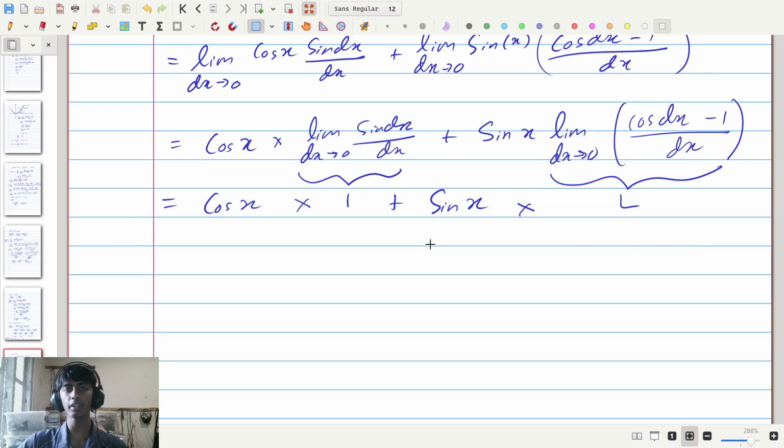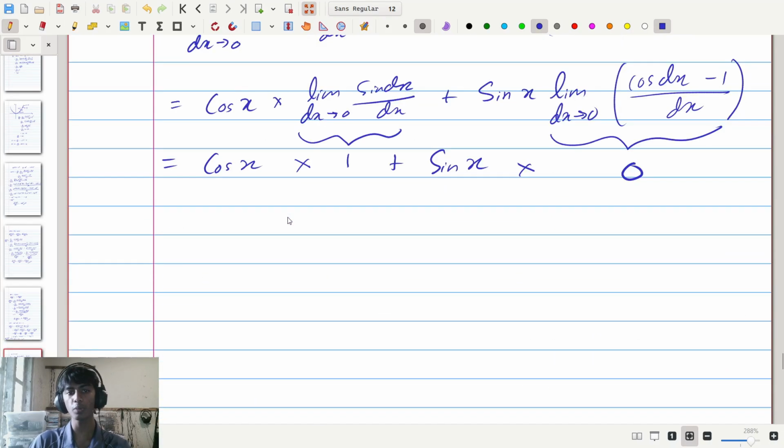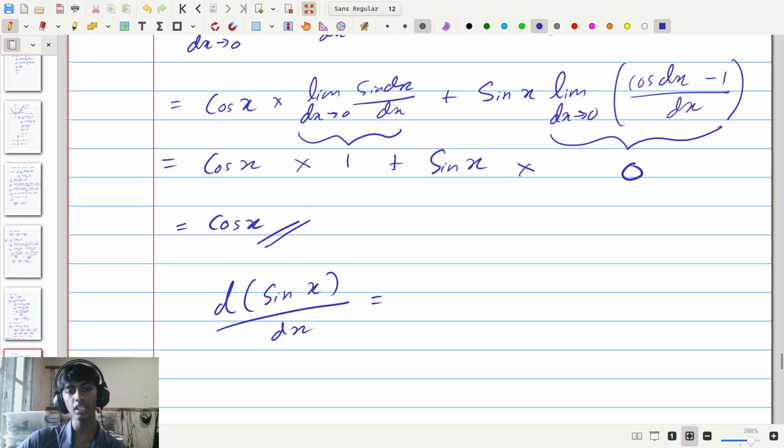So then substituting that in, instead of L here we can substitute directly 0 now that we've proven it. So therefore this limit is 0. So we have that the derivative of sine x with respect to x is going to be equal to cosine of x times 1, which is cosine of x, plus sine of x times 0, which is 0. So therefore we finally have cosine of x. So what we have here is that the derivative of sine x with respect to x is equal to the cosine of x, hence proven.